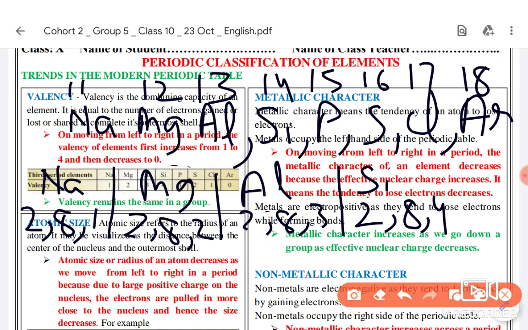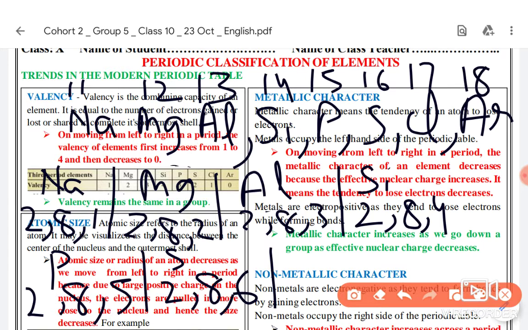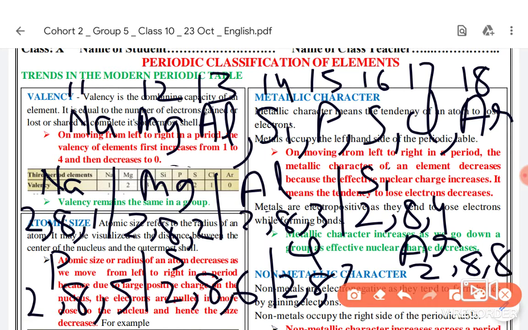After silicon we can write phosphorus, that will be 2,8,5. After that sulfur, atomic number 16, so 16 electrons, so its configuration will be 2,8,6. Then chlorine 17, 2,8,7, and argon 2,8,8. So you can see the number of valence electrons is increasing: 1, 2, 3, 4, 5, 6, 7, 8.